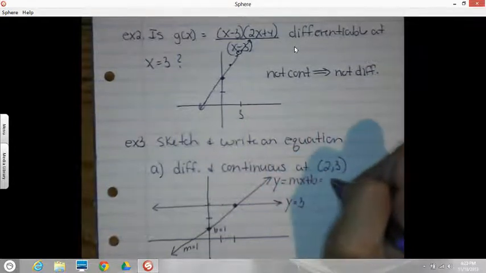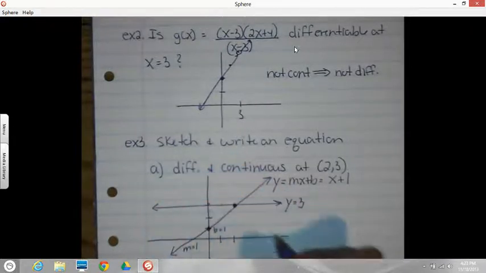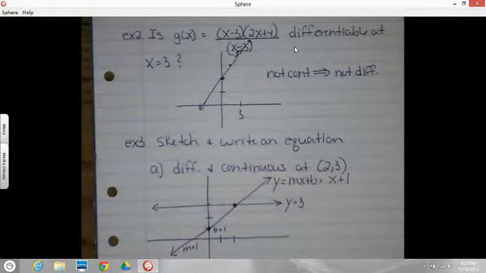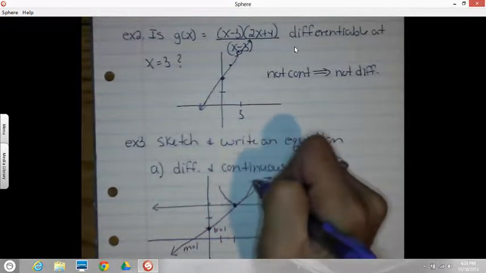That would give me y equals x plus 1. Or I can pick a negative line. There's all kinds of things I can do. I go with a parabola. I could make a parabola where that's the vertex. So that would be the easiest one.